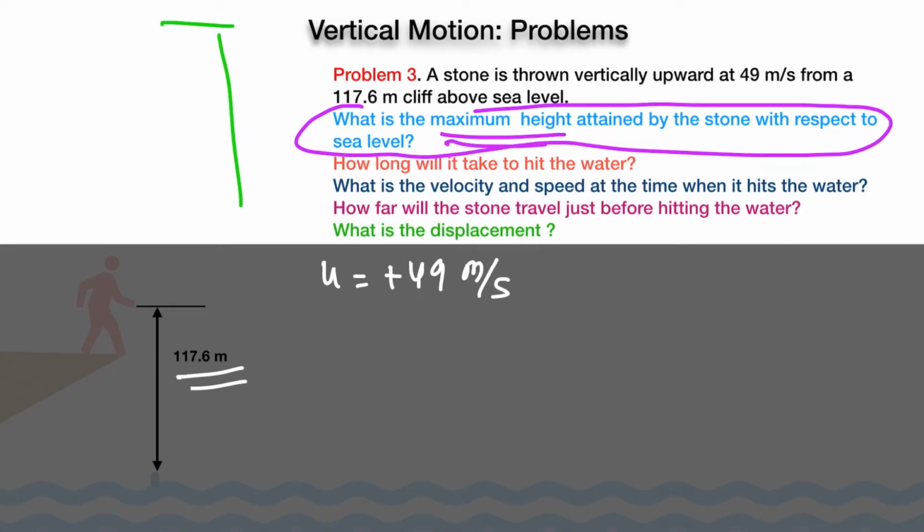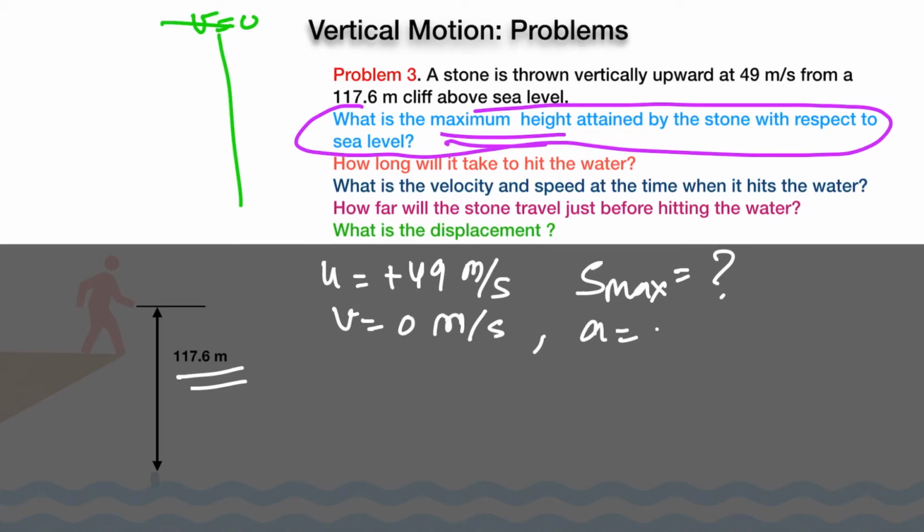Maximum height. When we talk about the maximum height, that means we are talking about when the velocity of the ball is 0 and it starts coming back. So here the maximum displacement is what we have to find. At this point we know the velocity is 0 meter per second. And the third variable which we already know is the acceleration, which is minus 9.8 meter per second square. So now we have three known variables: the initial velocity, final velocity and acceleration. We have to find out the displacement.